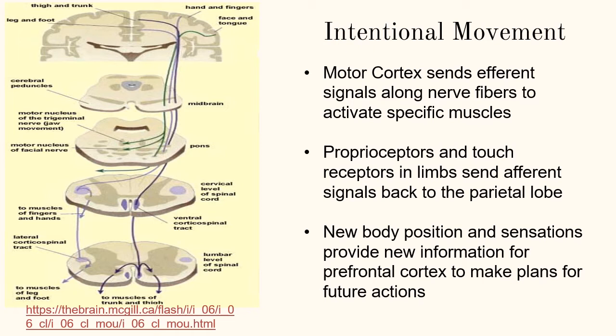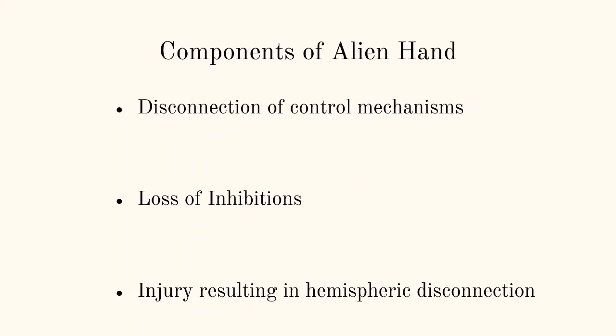So from here, now that we understand intentional movement, we're going to move on to the three main components of the alien hand disorder, which are the disconnection of control mechanisms, the loss of inhibitions, and some sort of injury or intentional separation that results in hemispheric disconnection.